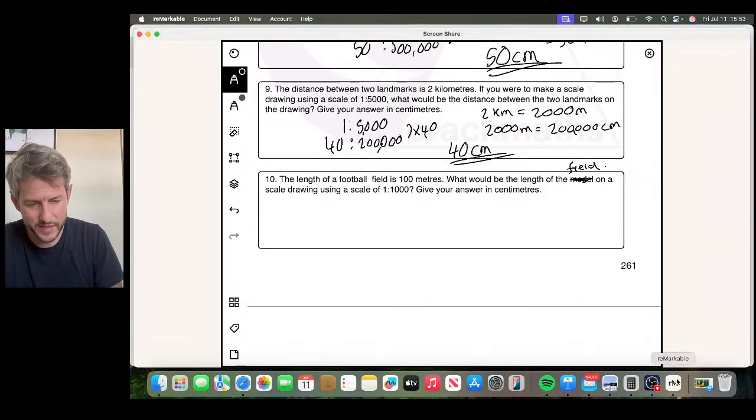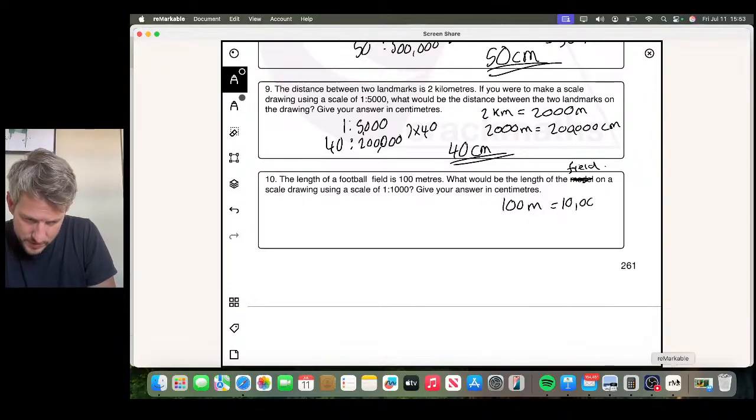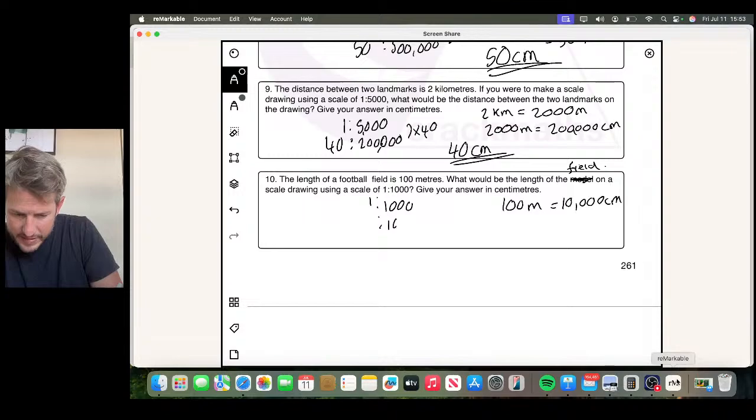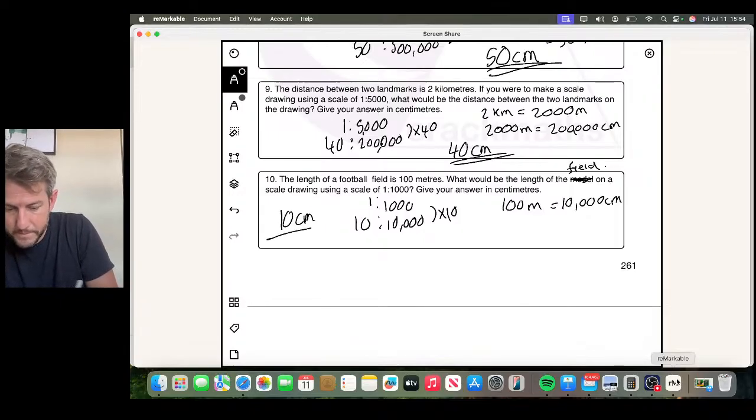So 100 meters equals 10,000 centimeters. I just times it by 100. So 1 to 1,000, and then we need to get it to 10,000. So that's times 10, so that means 10. So it'd be 10 centimeters.